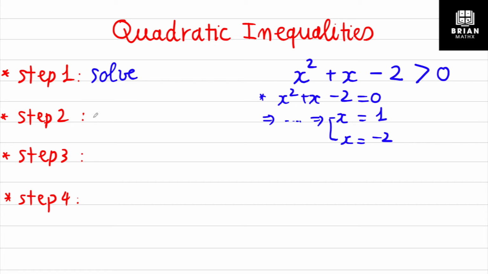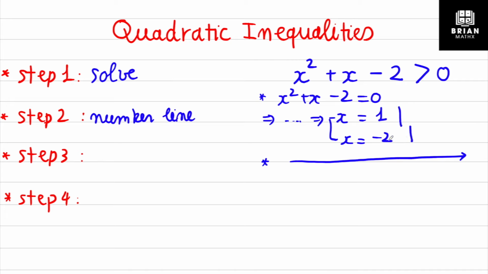In step 2, you will use a number line. Draw a number line and then identify the two solutions from step 1 on the number line. This is the number line of x. The numbers increase from left to right. The smaller number is negative 2, so negative 2 will lie on the left and 1 will lie on the right, like this.